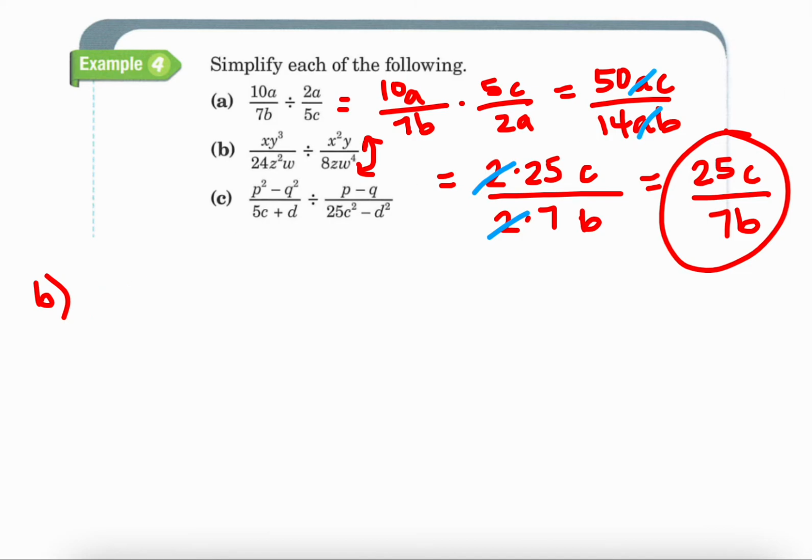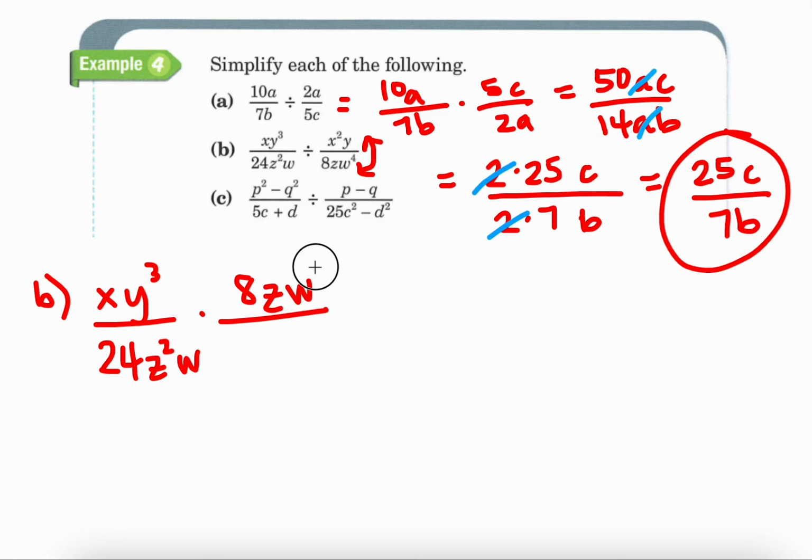Let me try and put my numbers in the front too. So this bottom will be multiplied by this top. You know what? Let me just rewrite it. XY cubed over 24Z squared W. I want to rewrite it because I don't want to make a silly mistake and end up with the wrong answer after all my work.